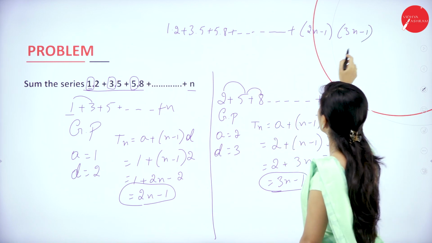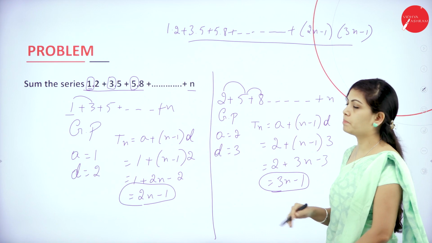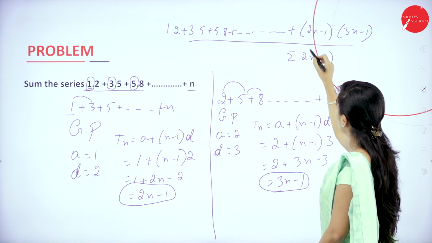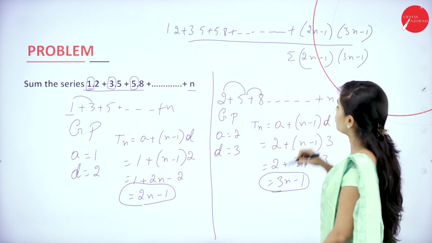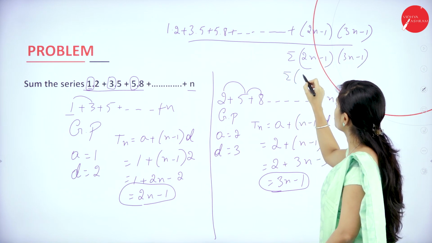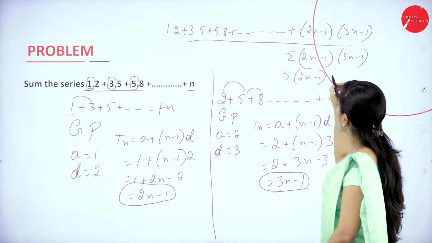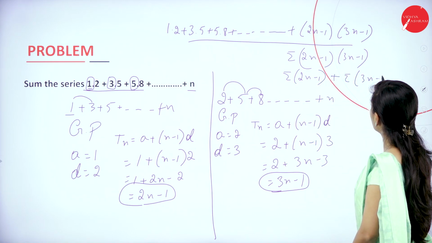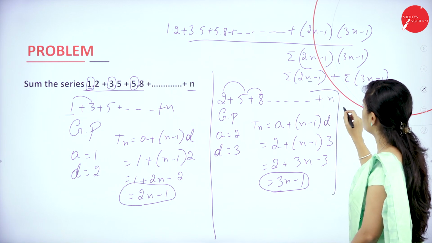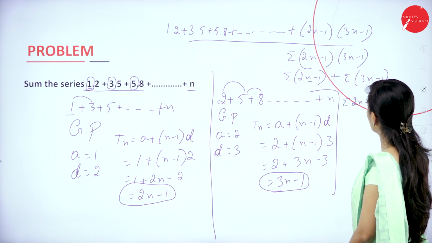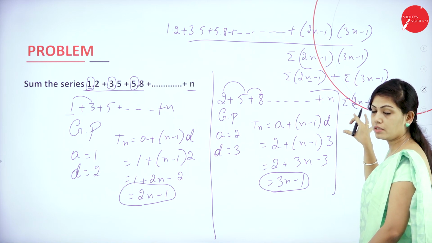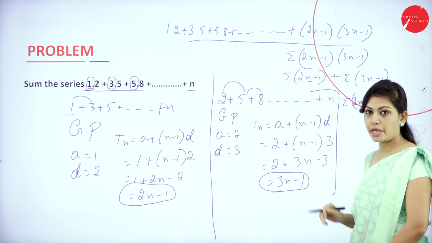Now you can use this method and you can simplify by using summation. So now sigma of 2n minus 1 and 3n minus 1. Clear? So here we have two terms. You can separate the terms: sigma 2n minus 1 plus sigma 3n minus 1. So now in the next step, first simplify this 2n minus 1. So 2 into n, minus 1. Now in place of n, you can put n into n plus 1 by 2.